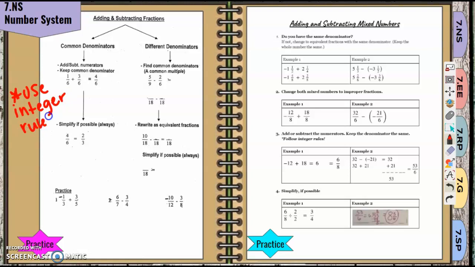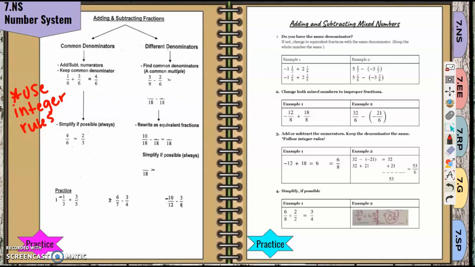So, you want to have a common denominator. If you already have a common denominator, add or subtract your numerators using the integer rules and keep your denominator. So if I have 1/6 plus 3/6, they have the same denominator. 1 plus 3 is 4. And then simplify. 4 over 6 simplifies to 2 over 3.